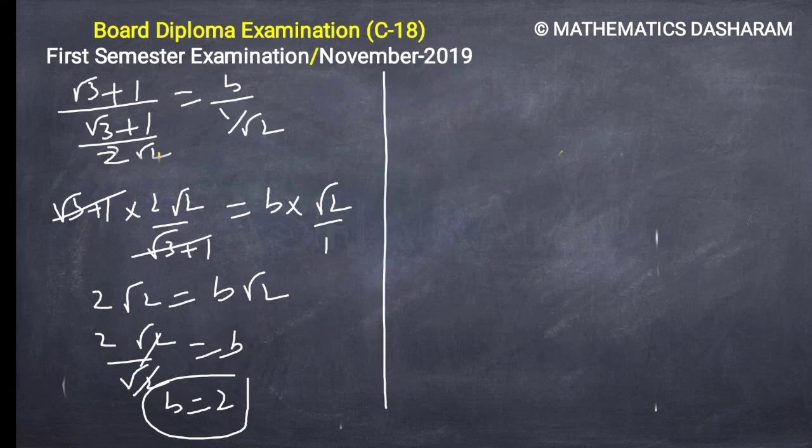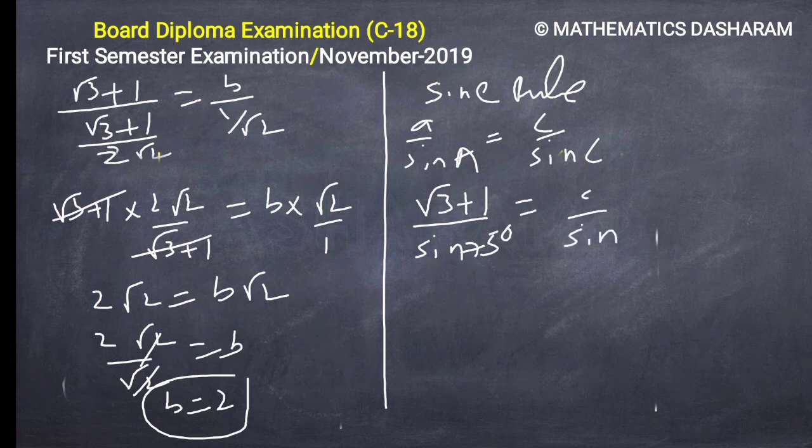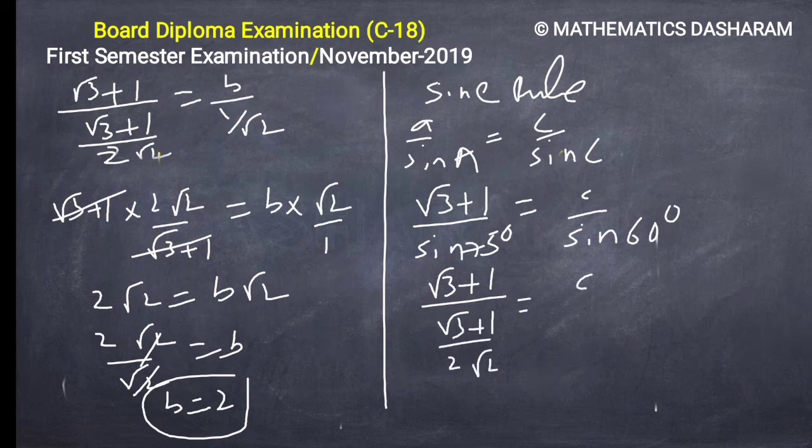Next, to find out the third side, that is c, once again use the sine rule. But this time a by sine A equals c by sine C. So a value is root 3 plus 1 divided by sine A, A value is 75 degrees, equals c by sine C, 60 degrees. Root 3 plus 1 divided by sine 75 degrees, answer is root 3 plus 1 divided by 2 root 2. So c divided by sine 60 degrees is root 3 by 2.